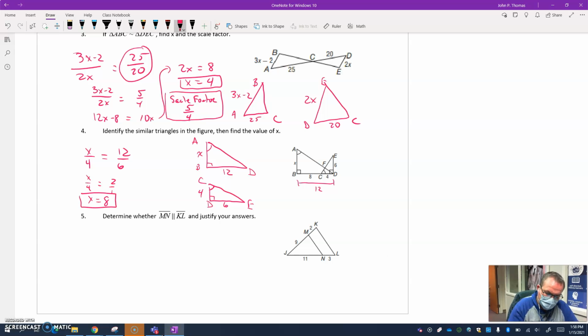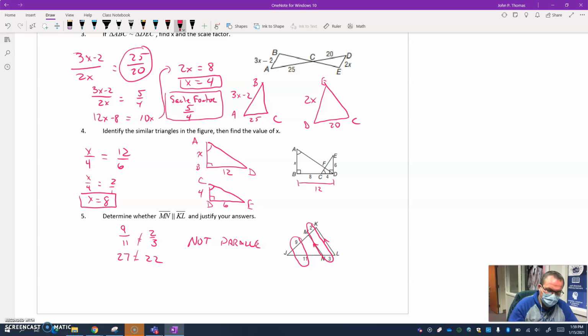Now I go to the last one, and they tell me that these two are parallel. At that point, I know that these are similar triangles. I also know I have a property that says I can compare these two and these two. All right, so 9 over 11 equals 2 over 3. All right, that has to be true for these to be parallel. All right, so when I check that, I get 27 equals 22, which is clearly not true. All right, so these are not parallel.